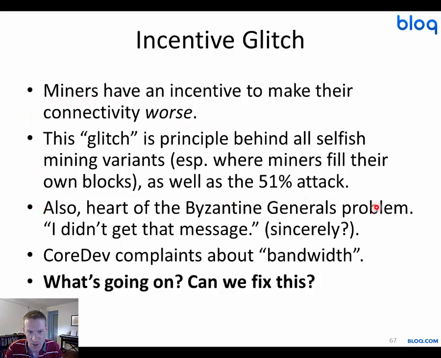This glitch is the principle behind all block withholding attacks, aka selfish mining variants. Especially where miners fill their own blocks with their own transactions of bitcoins paying to themselves, as well as the 51% attack, a very long 51% attack. It's basically like you teleport to Pluto with 51%. You build a long chain secretly, and then you teleport back to Earth. It's also the heart of the Byzantine generals' problem, which is so insincere when they say they didn't get a message. This is why core devs talk about bandwidth all the time.